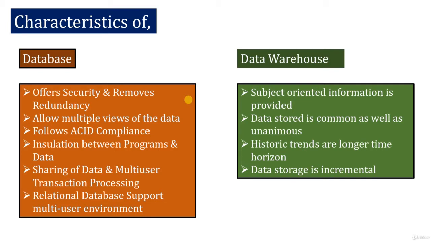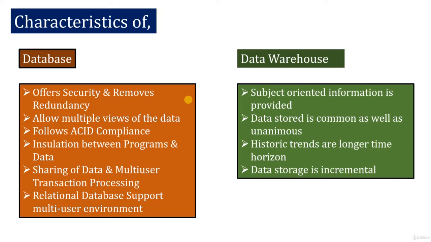The very first is that it offers security and removes redundancy. Security is paramount in a database and is protected with multiple layers. Data stored is indexed to make accessing relevant information easier. Only unique records are stored in the database by removing redundant data. Redundant data means duplicate data, which will affect the performance of the database itself.